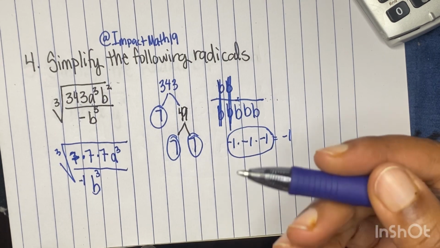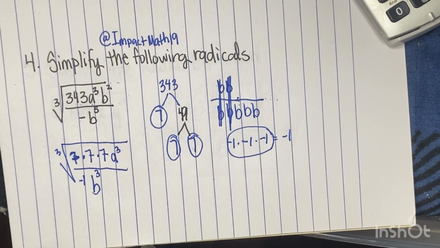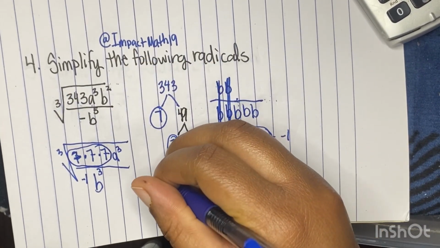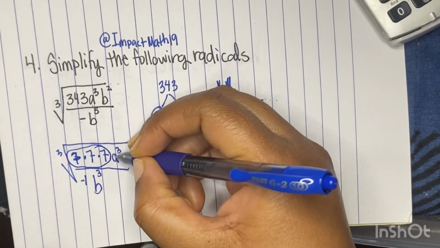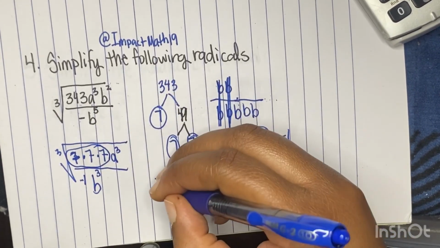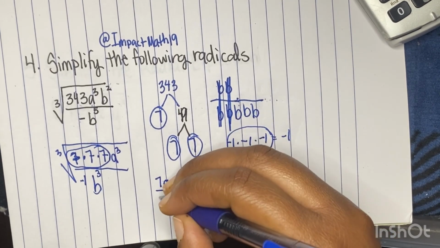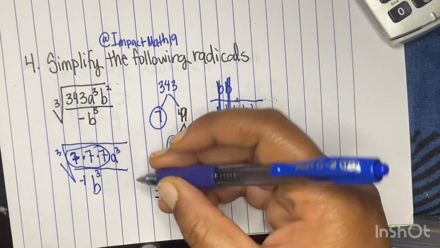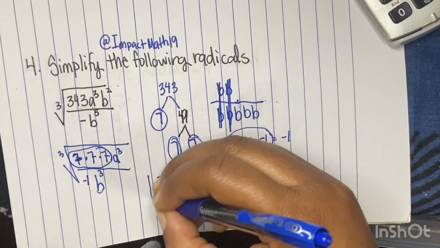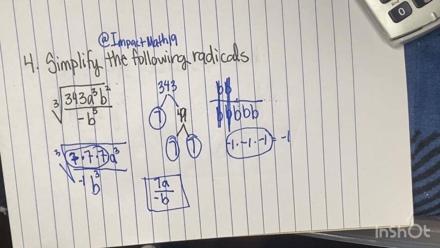So let's simplify this. Let's write our answer. So we're going to take out a 7. We're going to take out an a in our numerator. In our denominator, we're going to take out a -1, and we're going to take out a b. And this is our simplified answer.